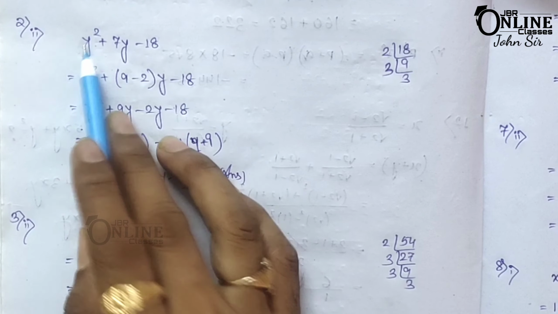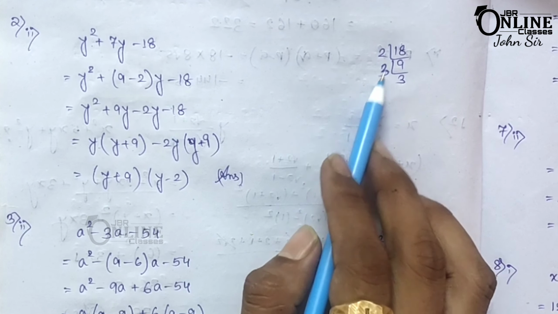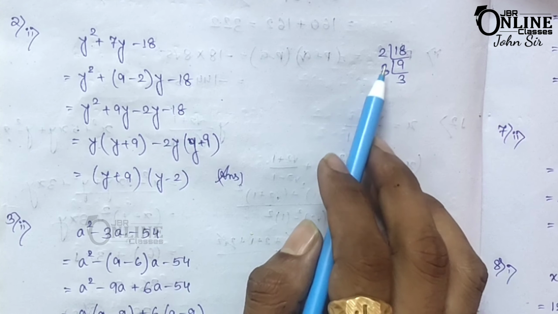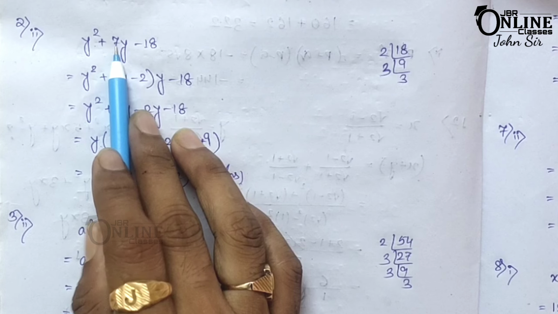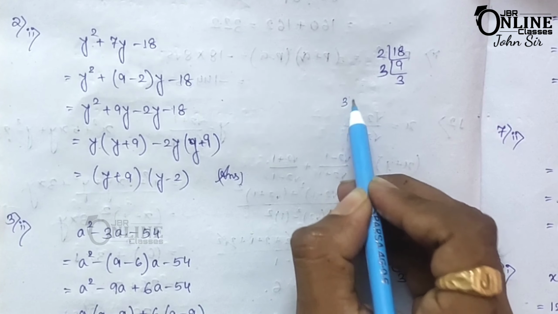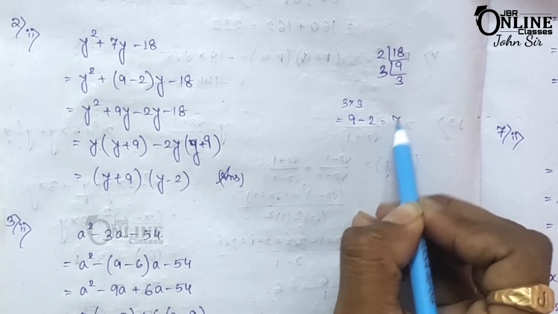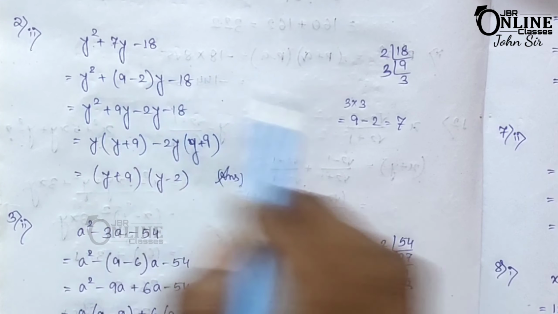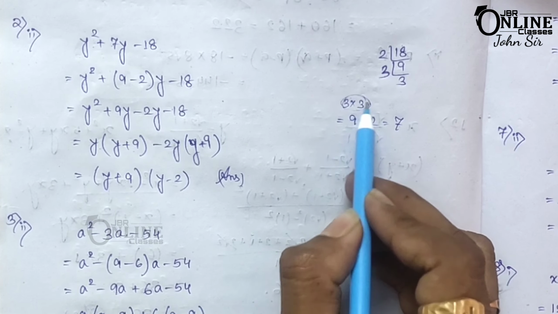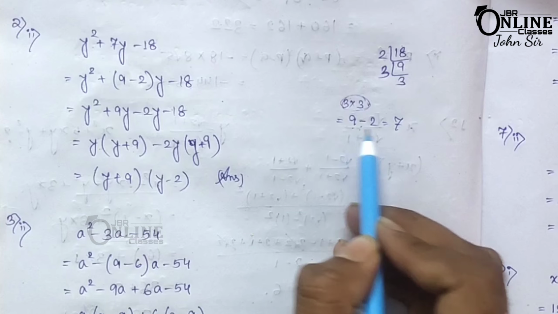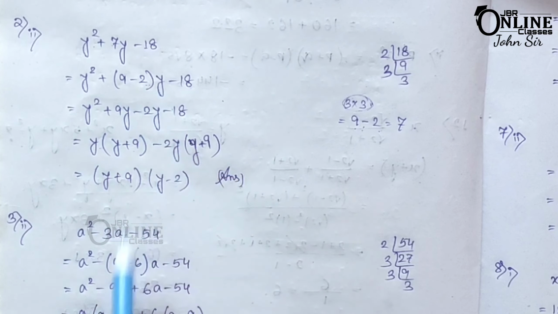So 18 into 1 becomes 18. Factorize 18, you will get 2, 3, 3. So 2, 3, 3 are the factors of 18. Now with the help of 2, 3, 3 you have to make 7. So here 3 into 3 becomes 9, and then 9 minus 2 becomes 7. So instead of 7 write 9 minus 2.